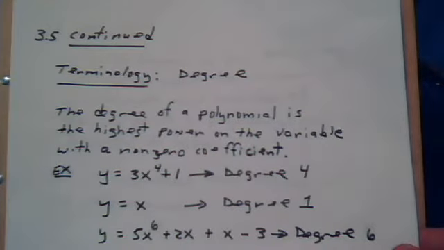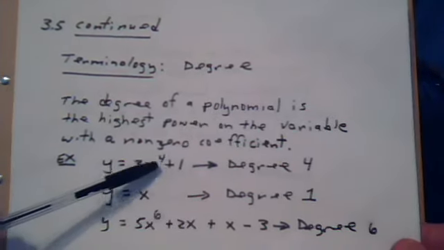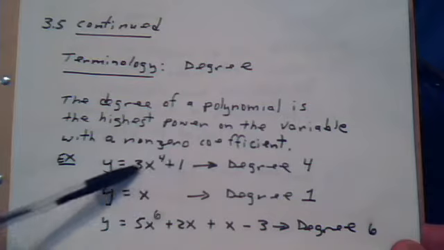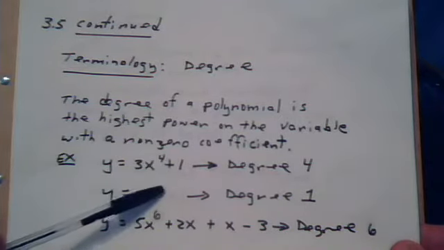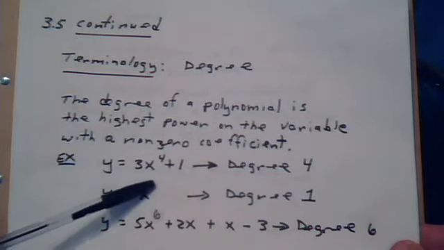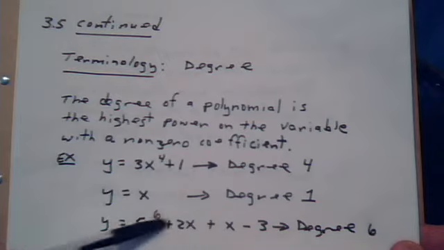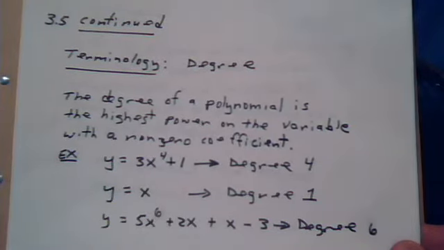The degree of a polynomial is the highest power on the variable. So the degree of this polynomial is 4. The degree of this polynomial is 1. Remember, there's a 1 here. The degree of this polynomial is 6.